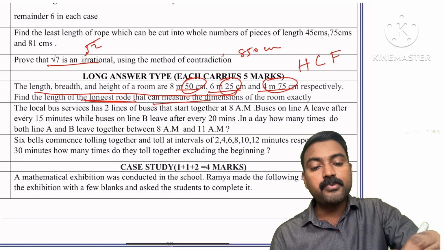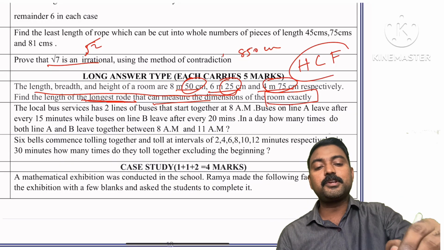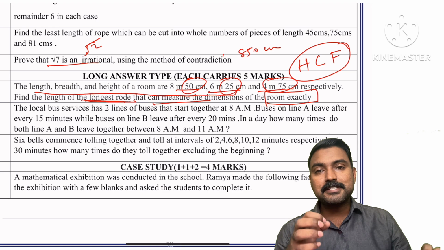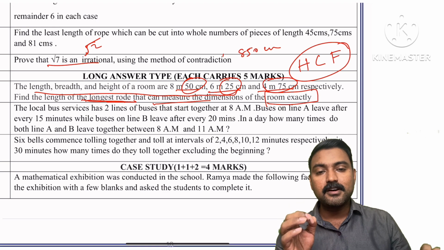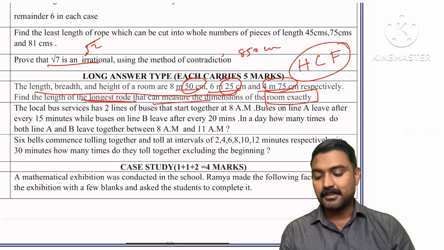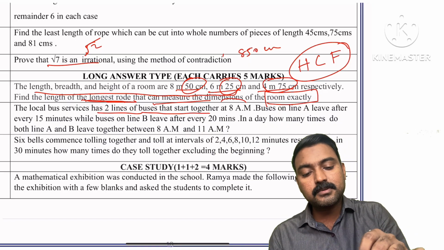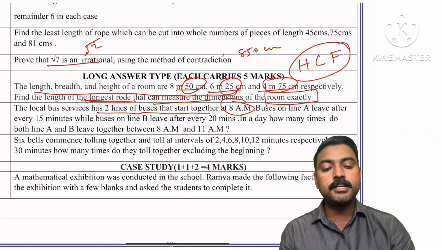Which should be a factor, then only we can measure exactly. So we need to find the HCF. So now you can understand how I find out the HCF or LCM, which we need to find in this question. Similarly, the local bus services, 2 lines of buses start together at 8 a.m.